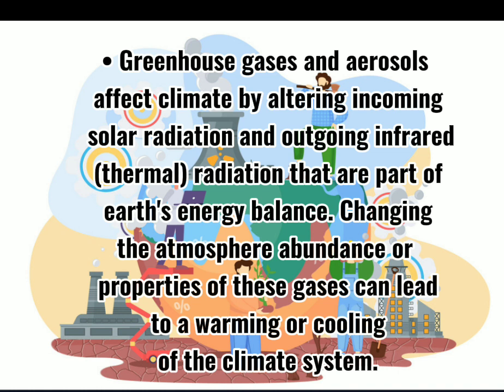When the sun's energy reaches Earth, some is absorbed and then re-emitted as heat. Greenhouse gases trap some of this heat, preventing it from escaping back into space. This warms the Earth, a process known as the greenhouse effect.